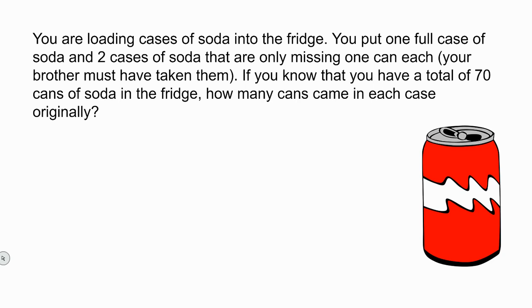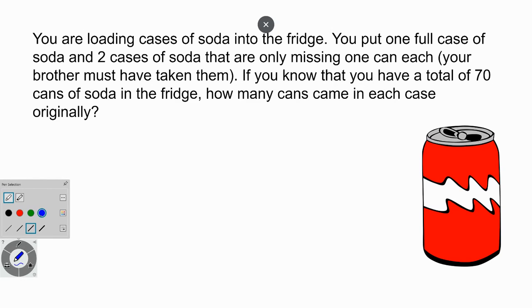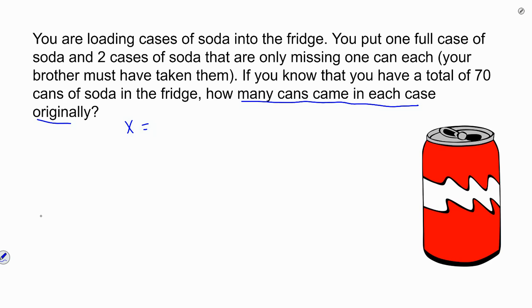So when we're looking here, we have to first figure out what we are asked to solve. If we look at the question here, we're asked to figure out how many cans came in each case originally. So if we're loading up cans of soda, we'll define a variable. We'll say x is going to represent the number of cans in a case, trying to figure out how many were in the original case.